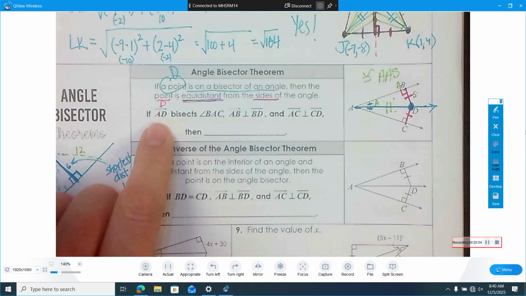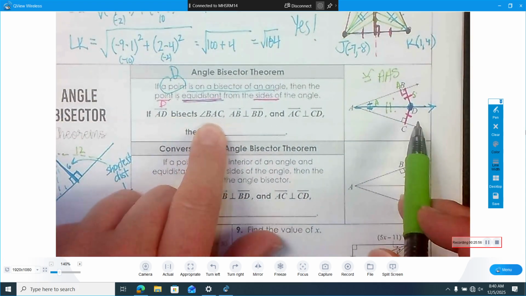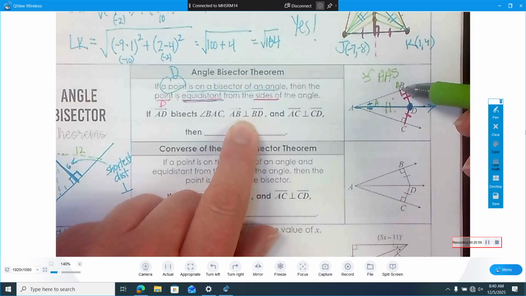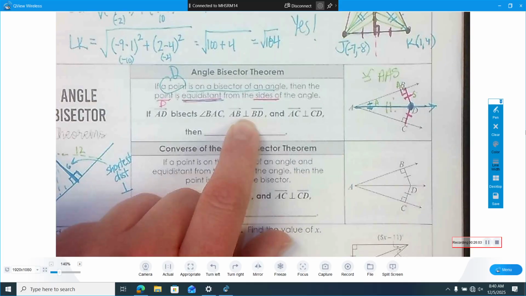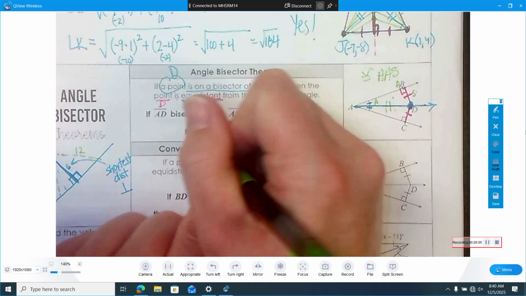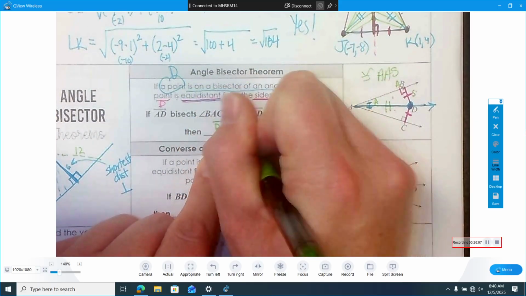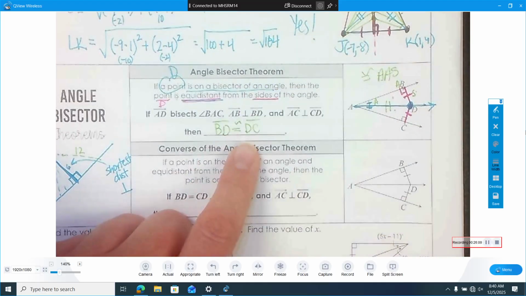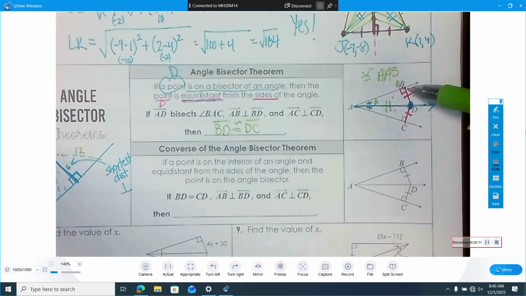So if ray AD bisects your angle, then we get perpendicular. If we're perpendicular to the sides, then BD is congruent to DC, is what this picture is showing us. BD is congruent to DC. That's the theorem.